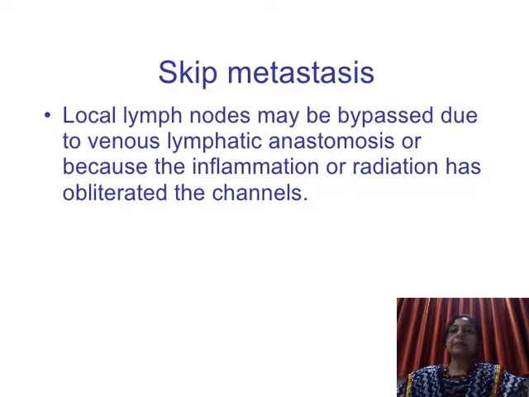What is skip metastasis? The local lymph node may be bypassed. They will skip the local draining lymph node, and the tumor cell will grow in another site. This commonly occurs due to inflammation, venous lymphatic anastomosis, or radiation. If the channels have been obliterated, that can lead to skip metastasis.